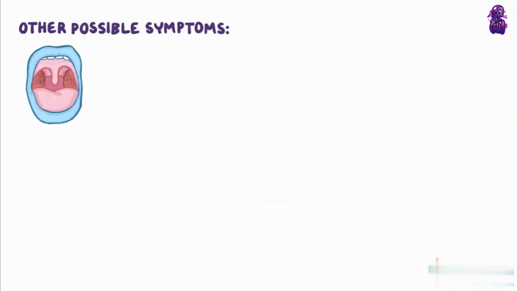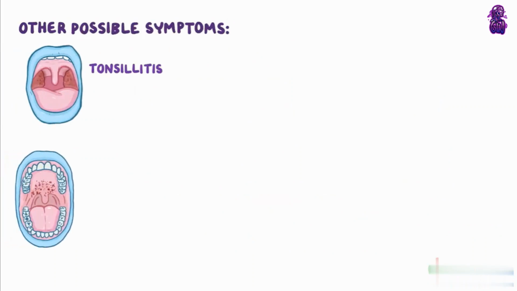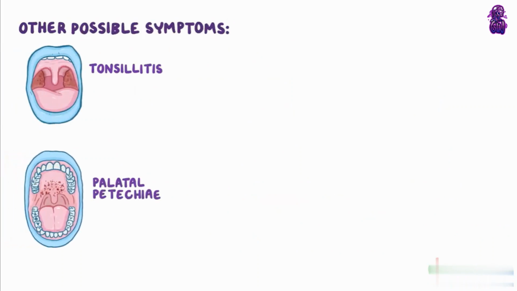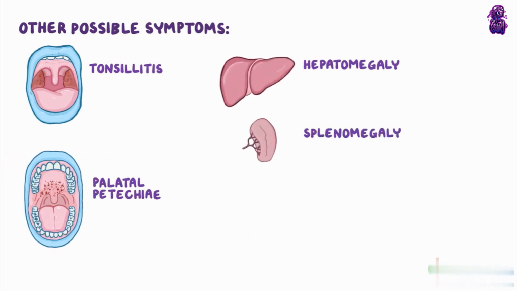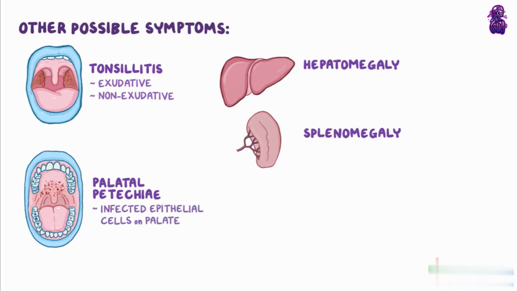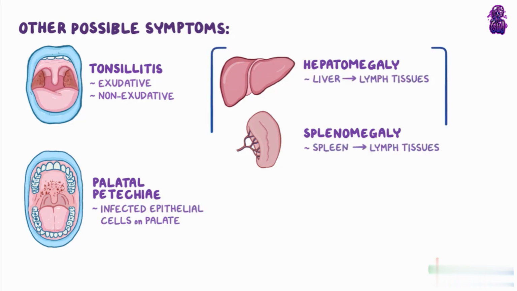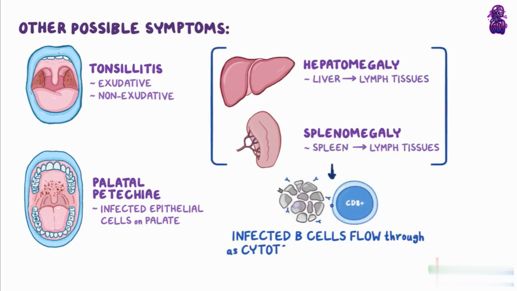Other possible symptoms include tonsillitis or inflammation of the tonsils, palatal petechiae, or red spots on the palate, hepatomegaly, or an enlarged liver, and splenomegaly, or an enlarged spleen. The tonsillitis may be exudative or non-exudative, meaning there may or may not be whitish or grayish fluid oozing out of the tonsils. The palatal petechia is a result of damage done to the infected epithelial cells on the palate, and the hepatomegaly and splenomegaly are a result of the liver and spleen being lymph tissues through which infected B cells flow as cytotoxic T cells try to kill them, causing those organs to swell up.